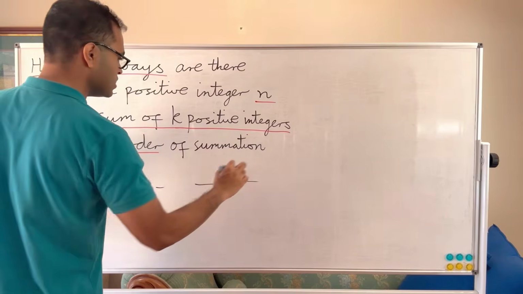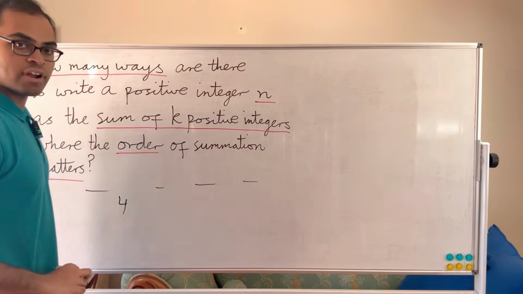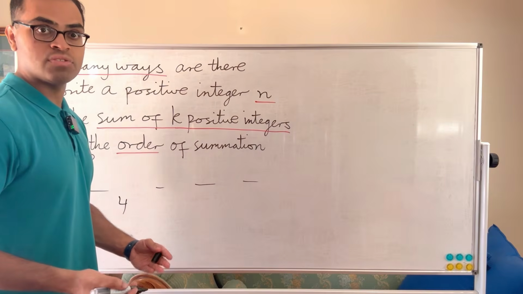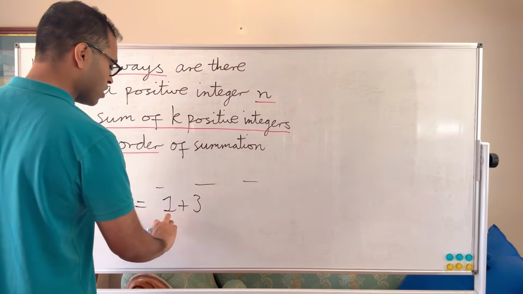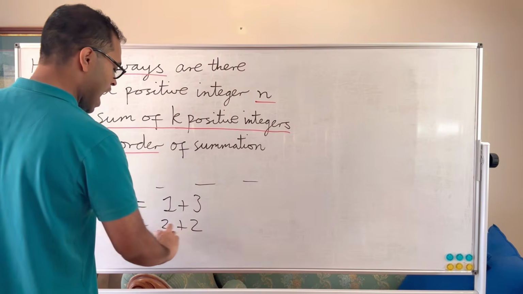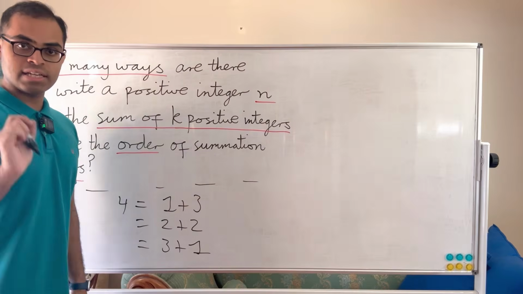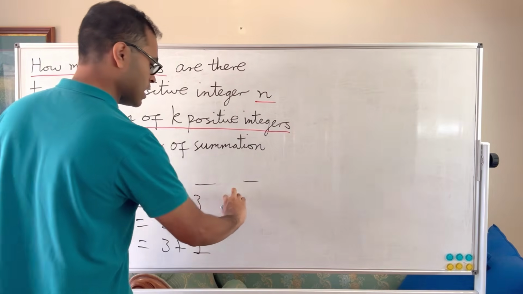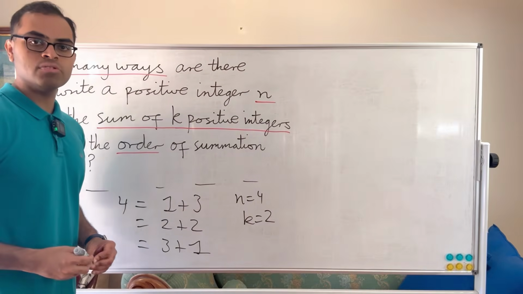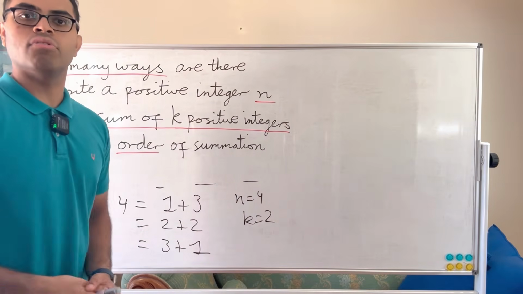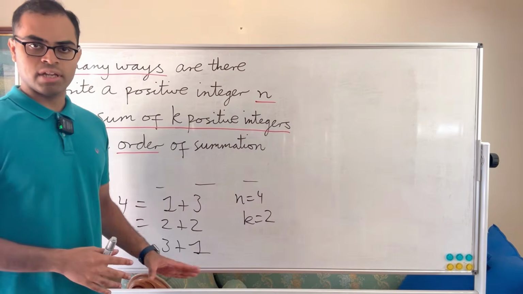Let's just do a really small example. Let's take 4. How many ways are there of writing 4 as the sum of two positive integers where the order of summation matters? So you've got 4 is equal to 1 plus 3, you've got 4 is equal to 2 plus 2, and you've got 4 is equal to 3 plus 1. So there are going to be 3 ways of writing it as a sum of two positive integers. So this is with n equals 4 and k equals 2. And 1 plus 3 and 3 plus 1 I consider different ways of writing 4, because the order of summation matters. So that's 3, for n equals 4 and k equals 2.